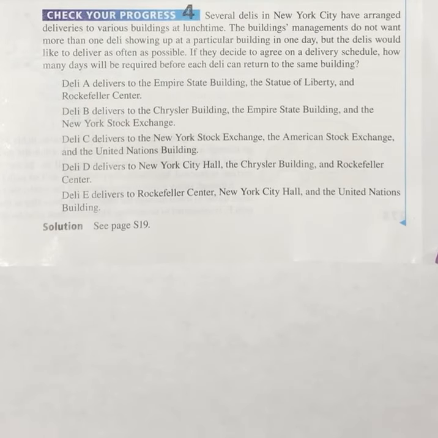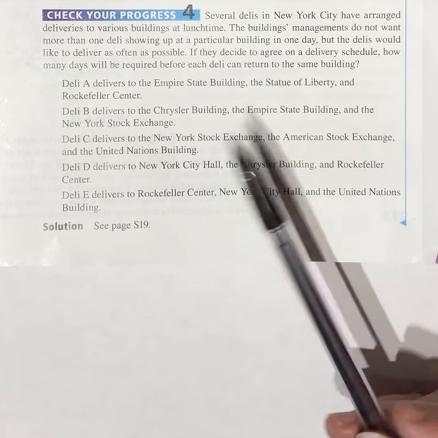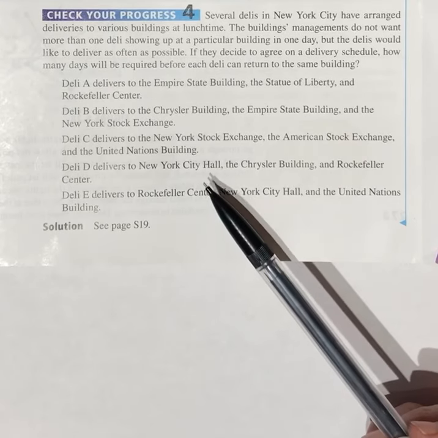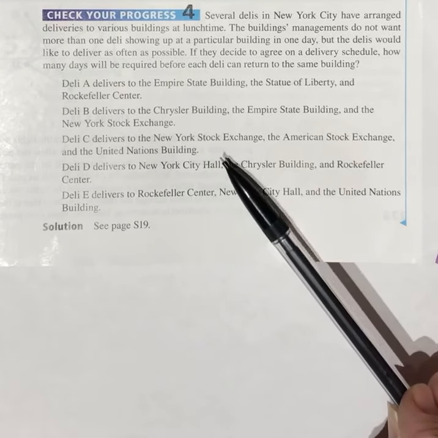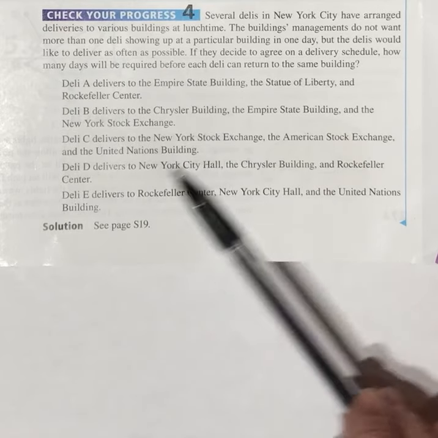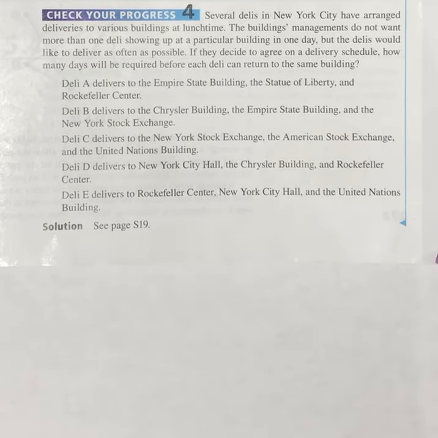Check your progress 4 from section 5.4. This is the last one. This is again very similar to check your progress 3 and example 4. We have to make the graph on this one, okay? And it's done with words, not with a chart.